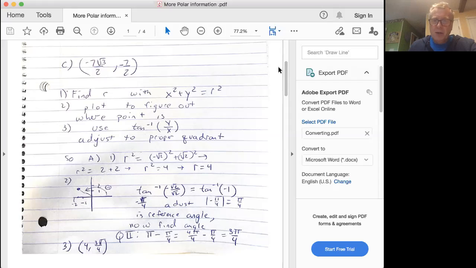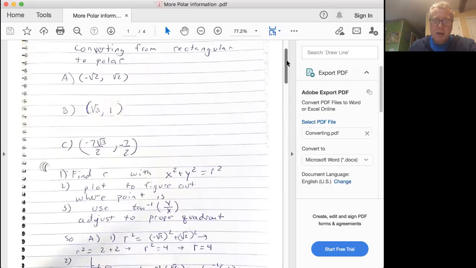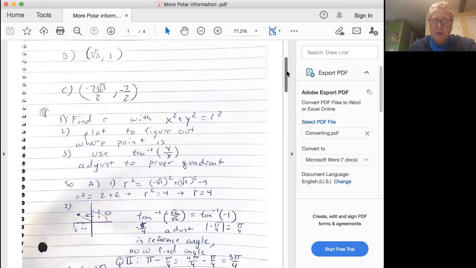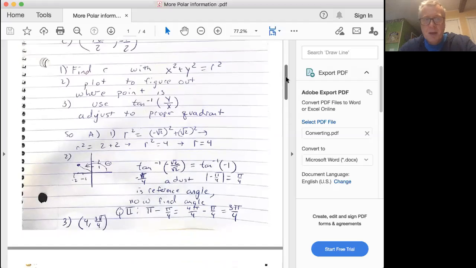So A, we're asked to convert minus square root of 2, square root of 2 to polar. So the first thing we do is we find r. So that's going to be minus the square root of 2 squared plus square root of 2 squared. And that gives us 2 plus 2 or 4. So that means r is actually the square root of that. So that should be 2 actually. We need to correct that to 2. Sorry about that. We need to graph this out.